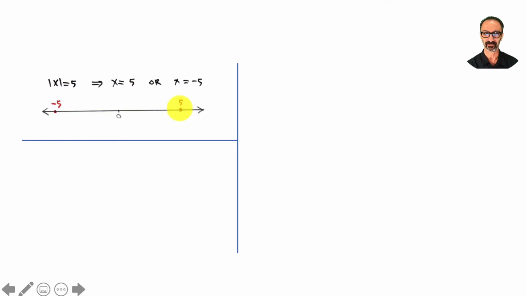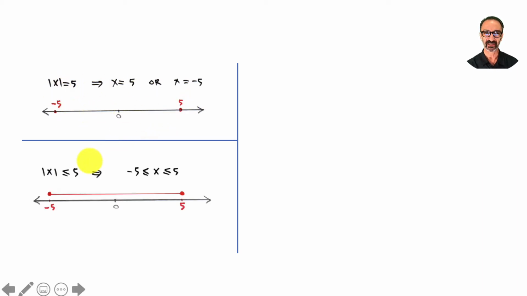Notice that 5 has a distance away from 0, which is 5, and negative 5 has a distance away from 0, which is 5. You're saying, what values of x do I have here that have a distance of 5 units away from 0? Because the inside part could be written as absolute value of x minus 0, but it's not written with minus 0, so we're taking the distance away from 0.